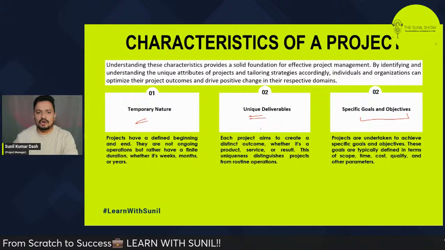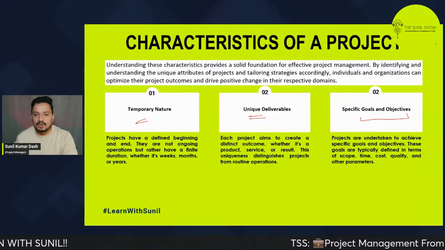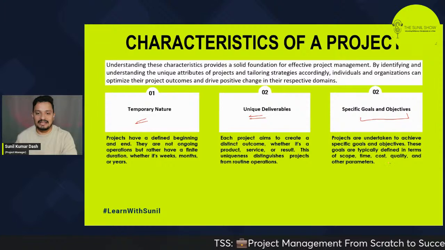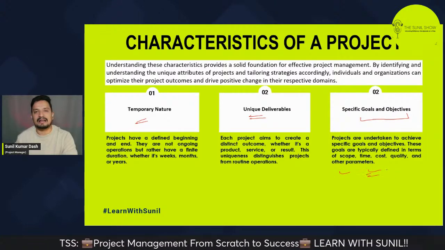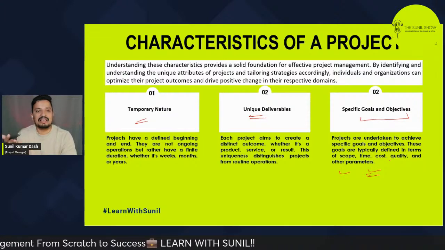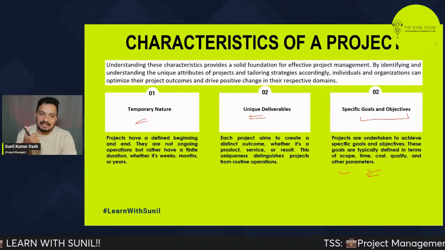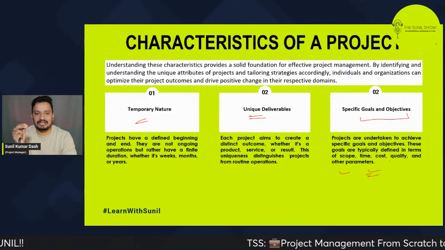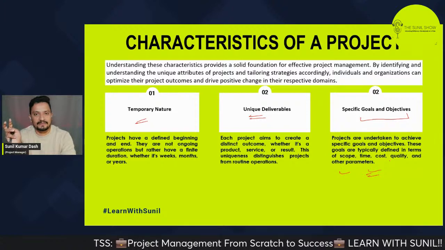Now, the third is specific goals and objectives. Projects are undertaken to achieve specific goals and objectives, and these goals are typically defined in terms of scope, time, cost, quality, and other parameters. Hope you're clear with the characteristics of a project. So how many characteristics does a project have in general? Three. One, temporary in nature. Second, it produces unique deliverables. And third, specific goals and objectives. Hope it is clear.